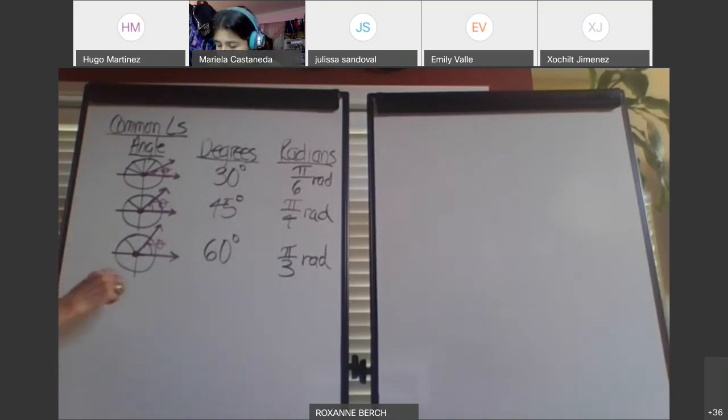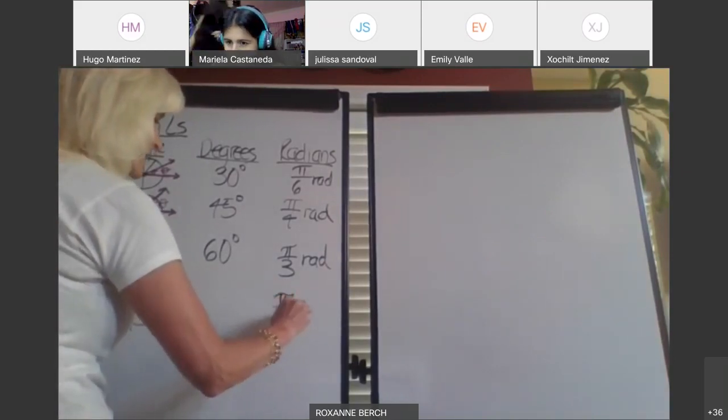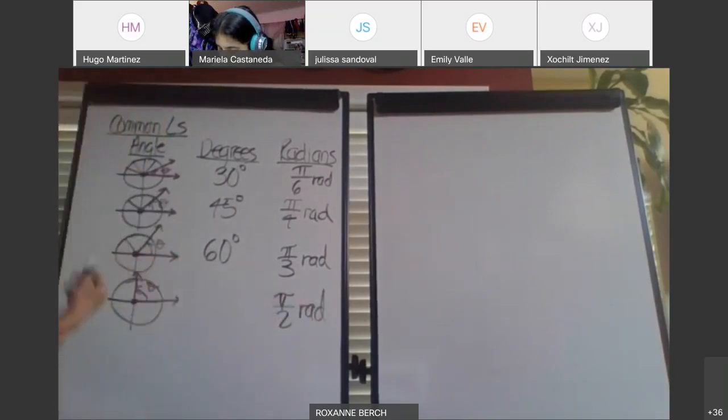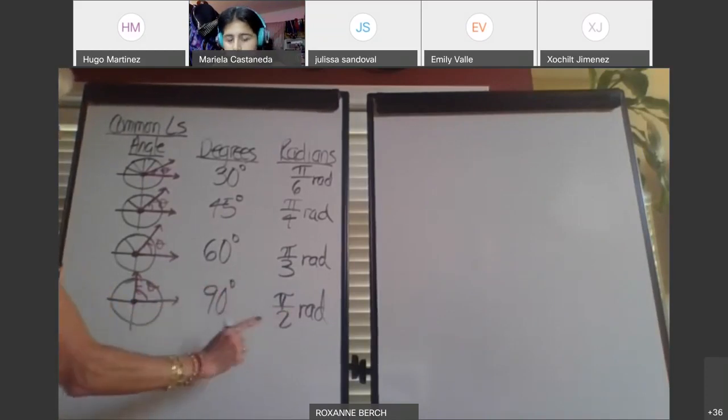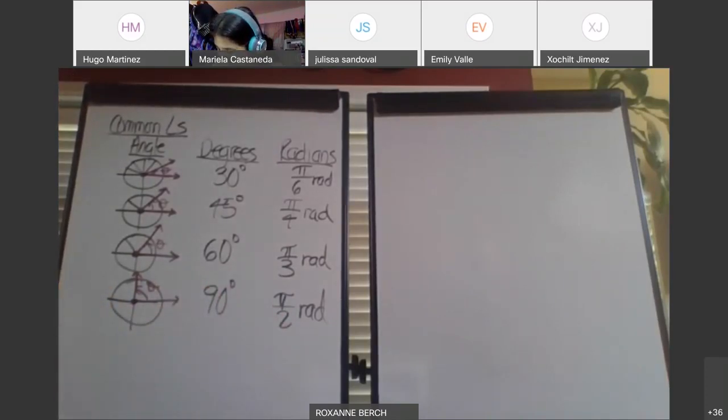Okay, 2 more. The next one, vertex at the origin, initial side lies on the positive x-axis. And now we're going to divide pi in half, which means we get half a pi, which means we have pi over 2 radians. And that would be your right angle, which is your 90 degree angle. So pi over 2 radians and 90 degrees are equivalent.